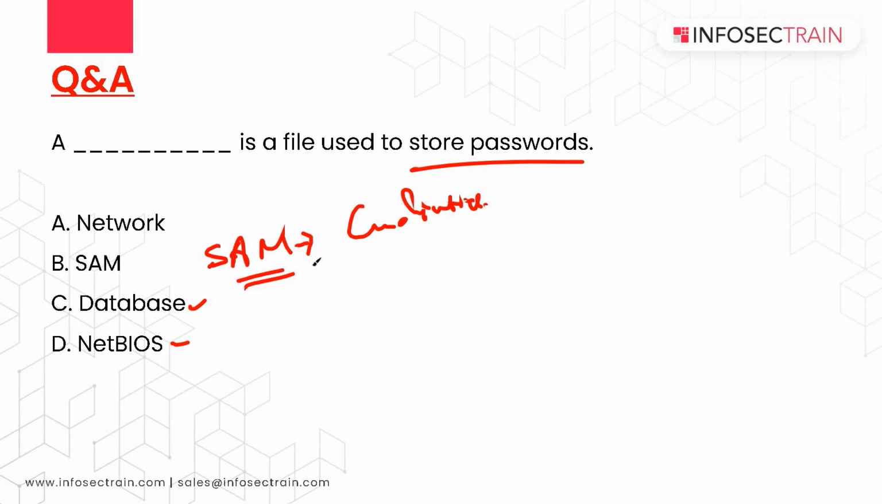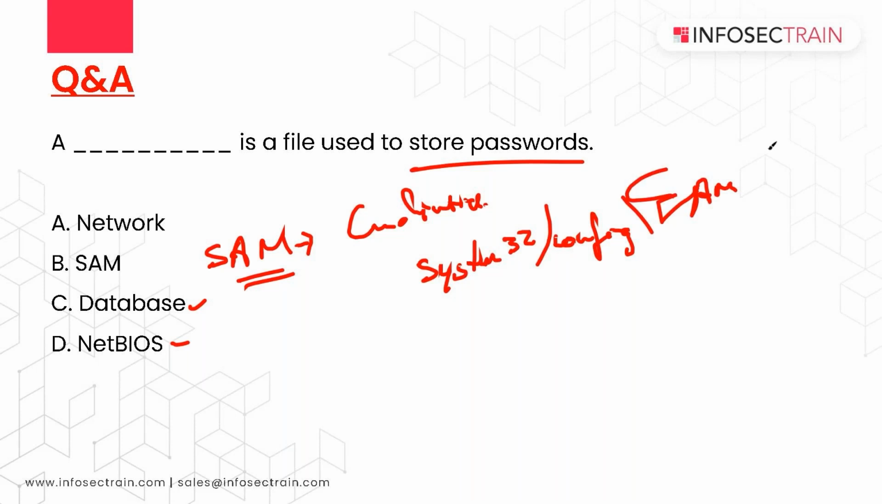So this is a file which will be storing the credential, right? It will be storing the information about the username and the password inside Windows. If you want to check, you will find it inside System32, then Config, and over there you will get your SAM file. So we have our credentials inside the SAM.